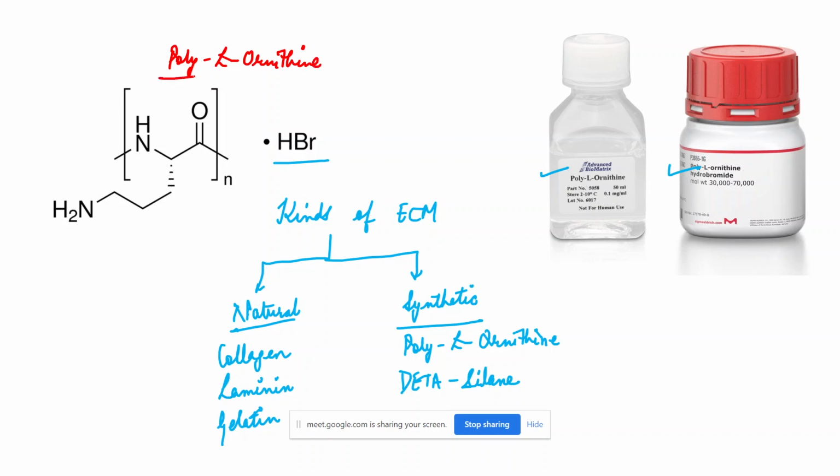As it says poly, that itself means it is going to have many repeat units of the same thing. This is the basic structure of ornithine, and then it is going to have the same repeat units, so that is why N is written. But polyl ornithine is not found naturally; it is synthesized, so it is a synthetic compound. L represents chirality. You must have read about chirality, the L and D forms. So it is the L form.